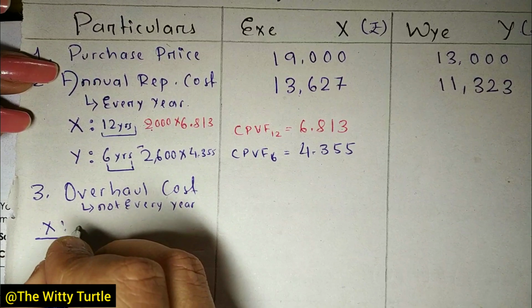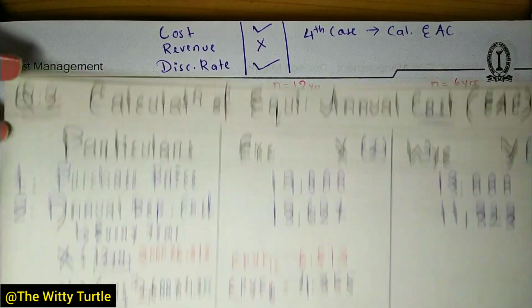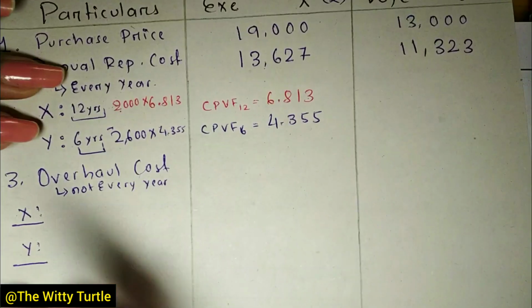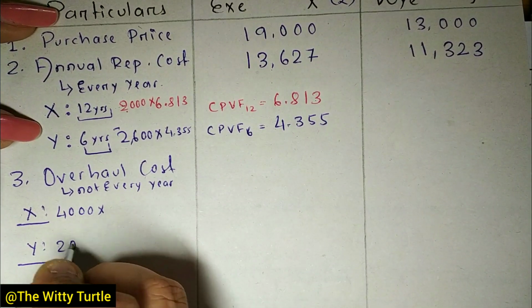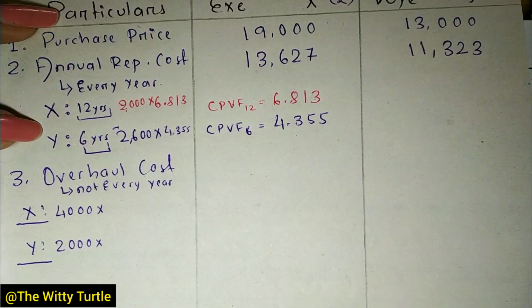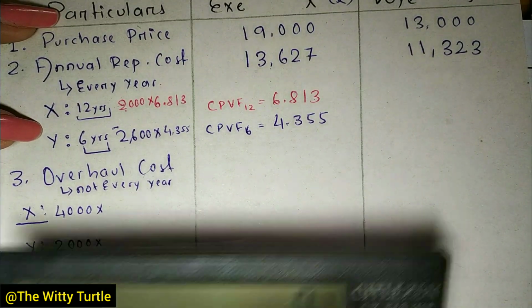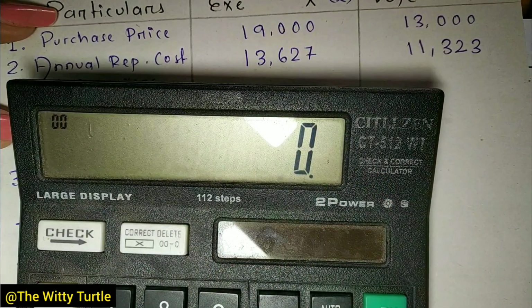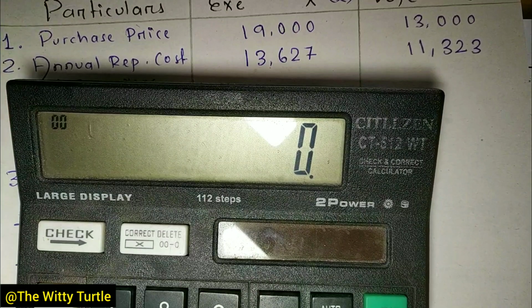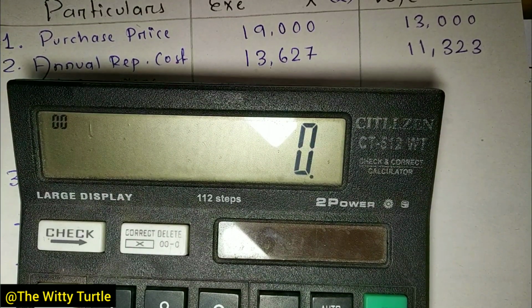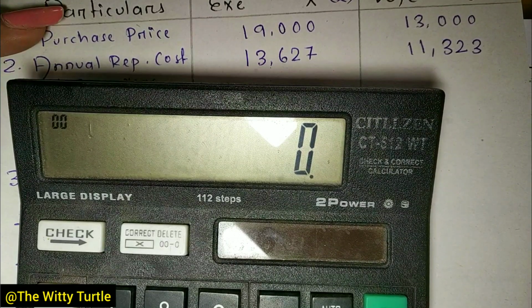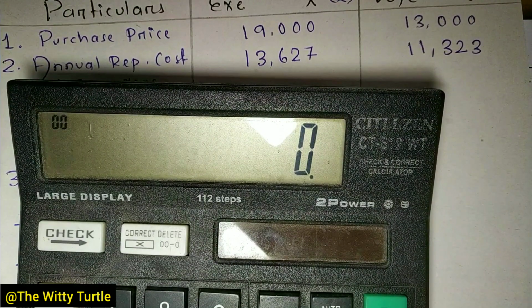सो ये क्या हो जाएगा? What is the amount? 4,000 for X and 2,000 for Y. Now we will calculate what? CPVF? No, here we will not calculate CPVF, rather we will calculate PVF. Why? Because it is getting incurred for only 1 year, right?